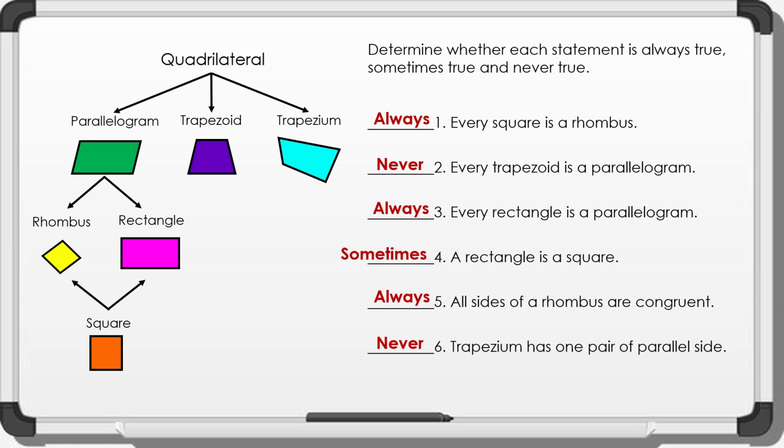So that is for today. Remember that quadrilaterals contain parallelogram, trapezoid, and trapezium. And also, there are three different types of parallelogram. We have here the rhombus, the rectangle, and the square.